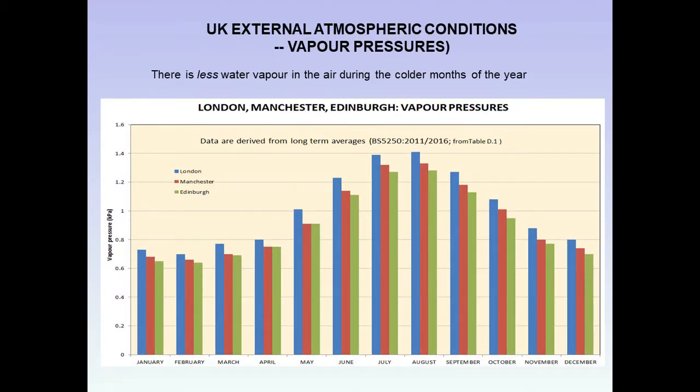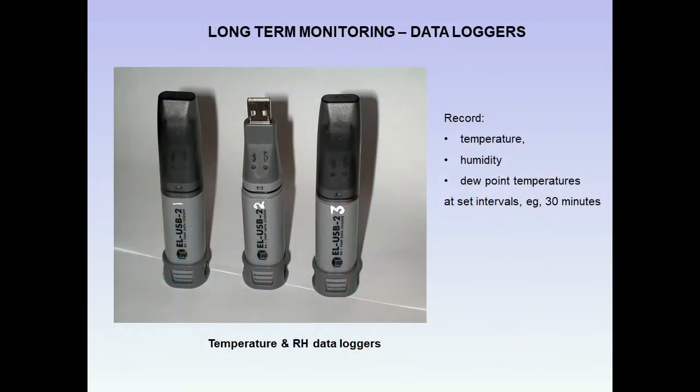If we look at UK external atmospheric conditions, the vapour pressures, note there is less water vapour in the air during the colder months of the year. In the warmer months in the summer, there's a lot more. So where do we go with our long-term monitoring?